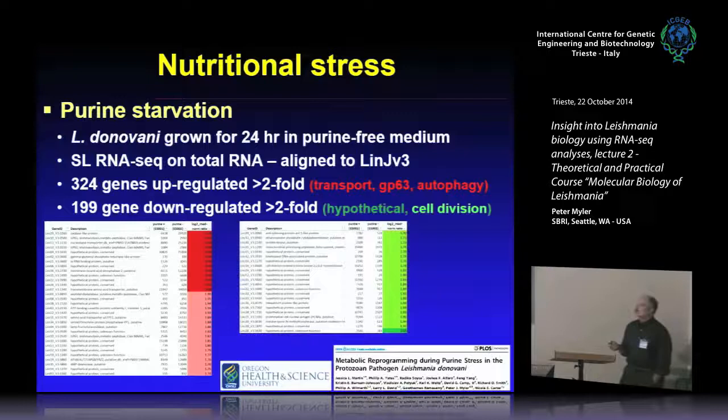And then there were a few genes that went down. These didn't make a whole lot of sense. They looked mostly to be hypothetical proteins. But maybe some of these make sense. Here's a kinetoplast DNA-associated protein. If you don't have purines, maybe you don't need as much of this protein, et cetera. So we need to repeat this experiment to see whether we can get tighter statistical data.